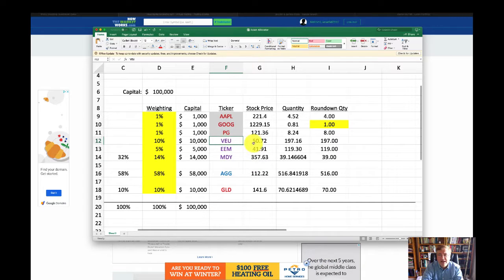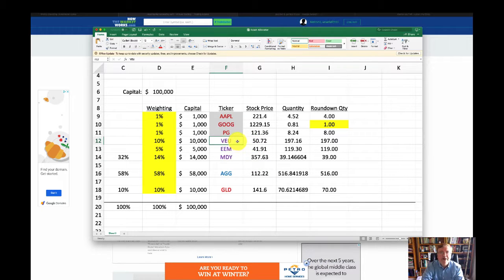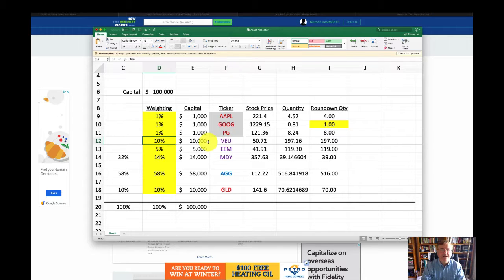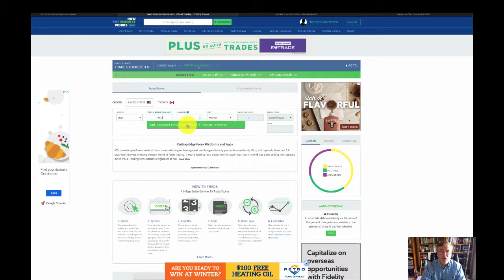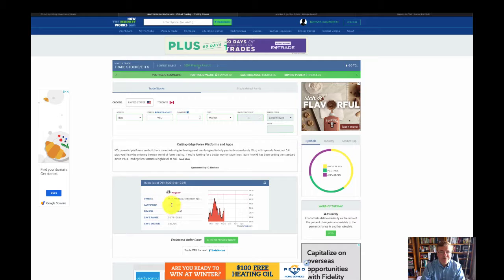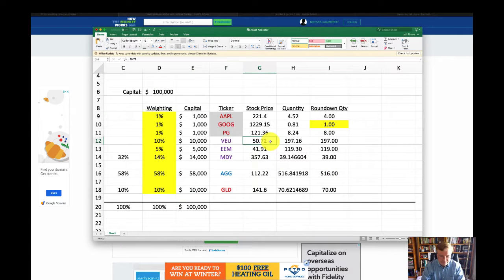Moving on to the Vanguard non-US stock index. That's all the stocks in the world other than the US. We've got $10,000 allocated to VEU. It's the Vanguard FTSE All-World ex-US ETF. Where is it trading last? As you can notice, the last traded price is $50.65 a share. So that's 50.65, and we should buy 197 shares.